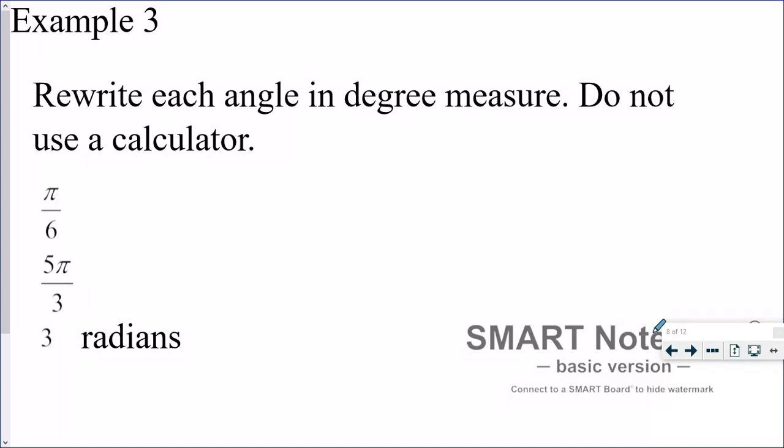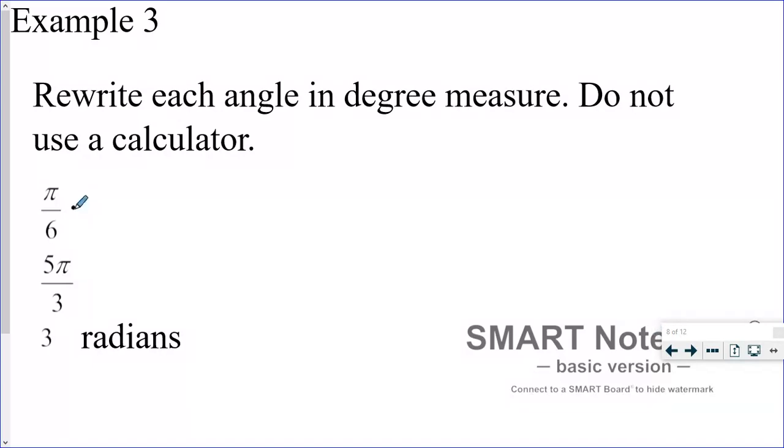So then when it says 3 radians, it's not in terms of pi, but you still multiply by 180 over pi. So you just get 540 over pi degrees. Yeah, I know it's not aesthetically pleasing, right?